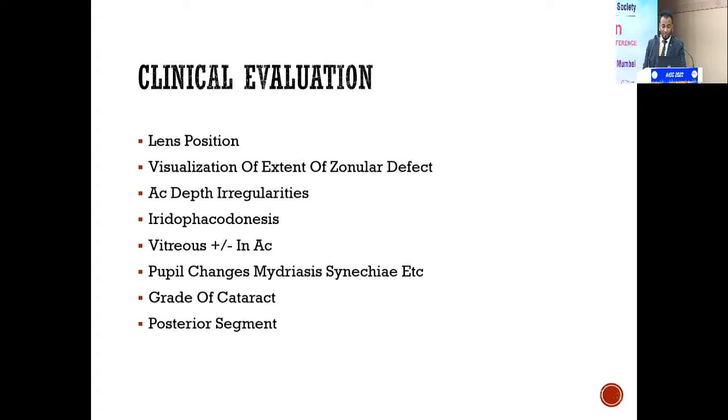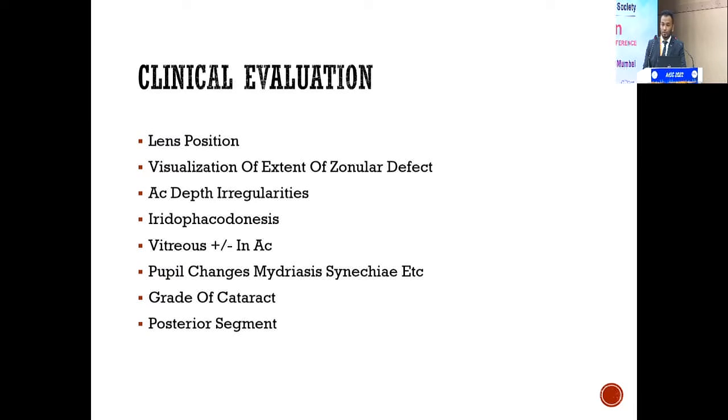We'll come to the clinical evaluation. Right before the surgery, you have to plan well, because this is the first case, so you don't want to take a too complicated case. Especially don't take hereditary cases, like Marfan syndrome, where the subluxation is grossly decentered. Evaluate the lens position, the extent of the zonular defects in clock hours, AC depth irregularities, iridophacodonesis, and whether vitreous is present in the AC or not, because that is a very important factor. Also note pupil changes and the grade of cataract, which is going to give you the confidence of going ahead with the surgery or not.